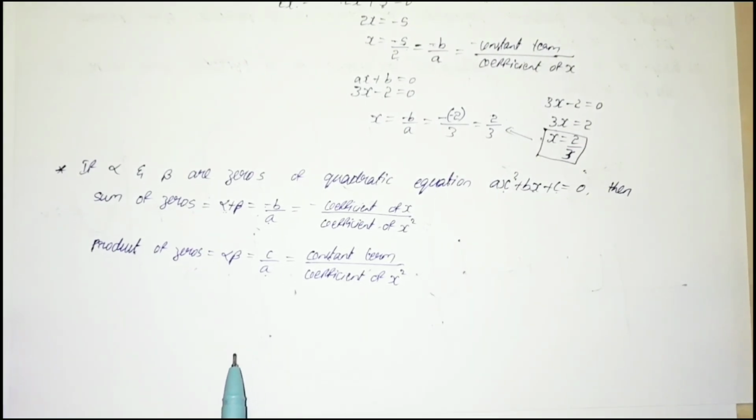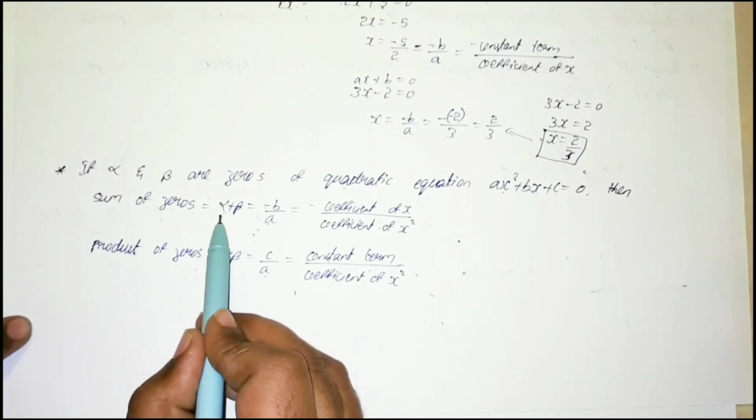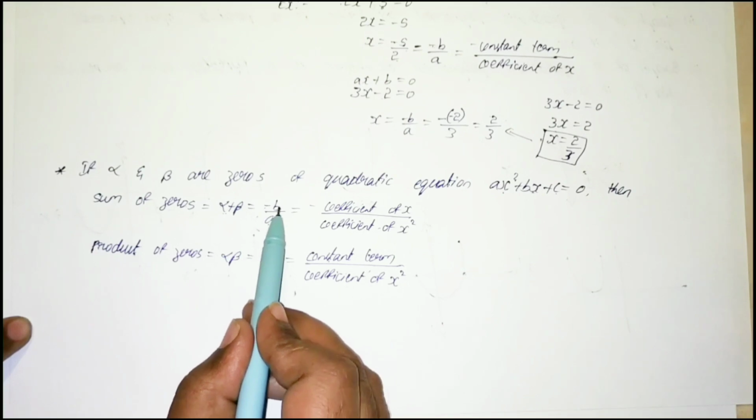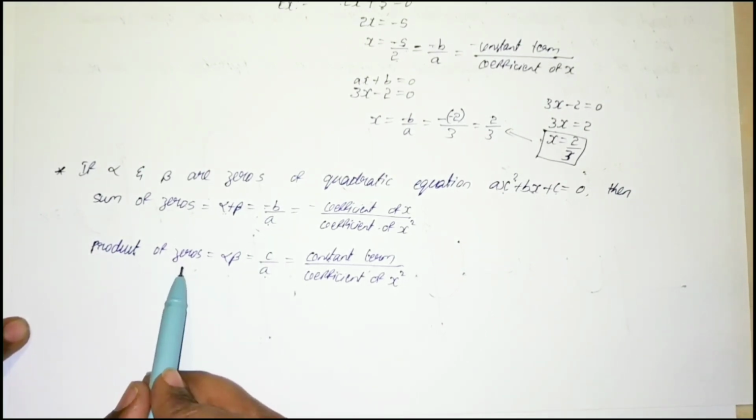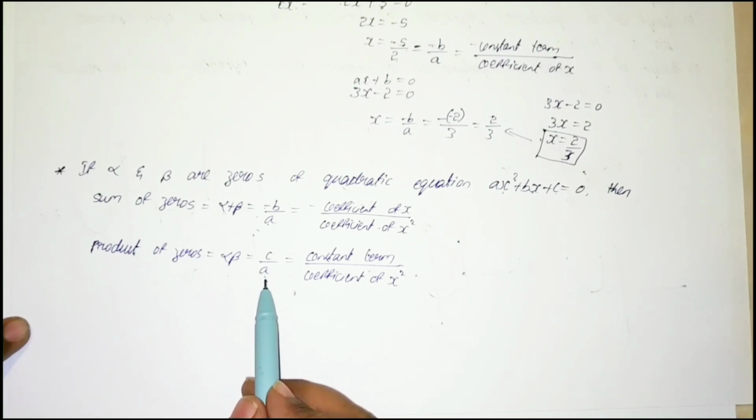So if we solve the quadratic equation by splitting the middle term method, we will get two zeros, nothing but two x values. If we add those two x values, then that value will be equal to minus b by a, and if we multiply those two zeros, then that value will be equal to c by a.